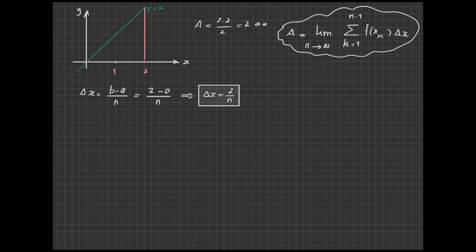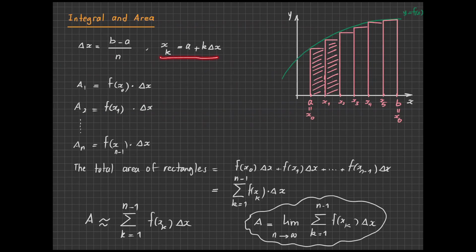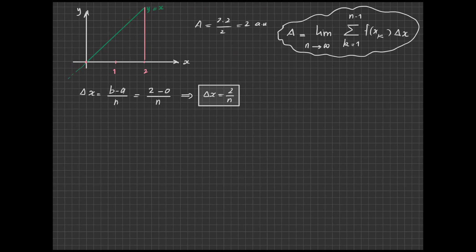Okay, but then what do I need? I need x sub k. Do you remember what was the formula of x sub k? Let me just go back here so you see it here. x sub k is a plus k times delta x. Okay, I go to the next page, but remember this in your head. Okay, so let me write x sub k. x sub k was a plus k times delta x. Okay, what is a in this problem? 0. k is just simply k, but I just calculated delta x to be 2 over n. Do you agree? So what happens? x sub k becomes 2 over n times k.